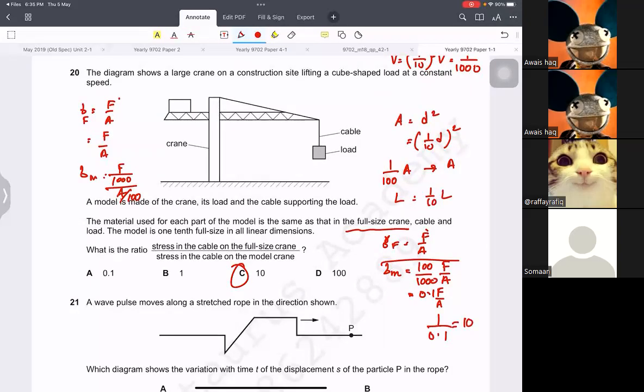Suman, is it clear or should I repeat it? No, sir, it's clear. Okay.